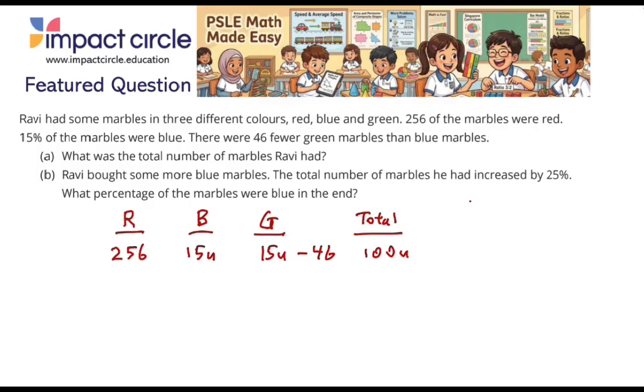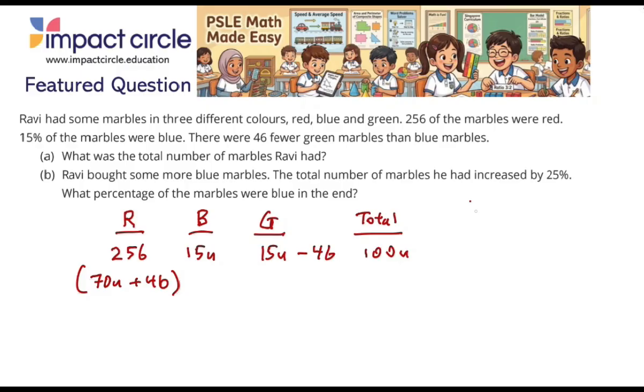Okay, we know that the total of the red, blue, and green will make up 100U. But we know that the blue and the green are 15U and 15U minus 46 respectively. This means that the rest have to be red. And that means that the red would be 70U plus 46. Okay? If we add up 70U plus 15U plus 15U, that will give us 100U. And the plus 46 and minus 46 balances out to become 0.